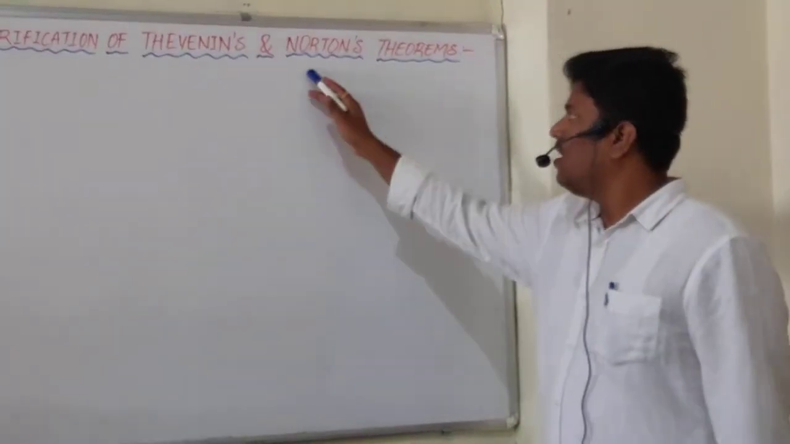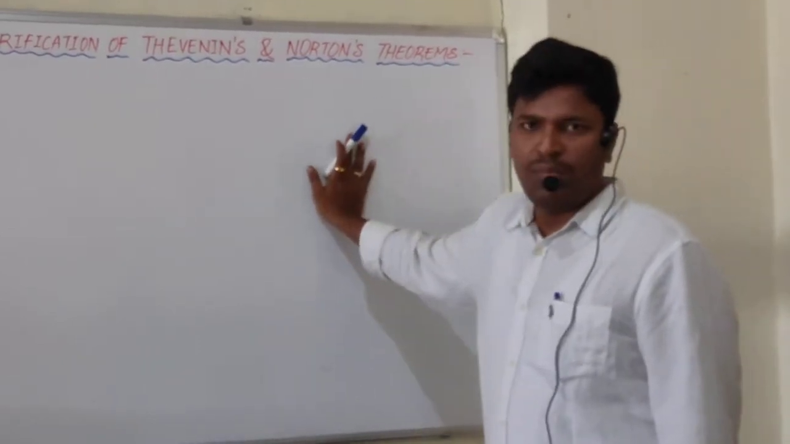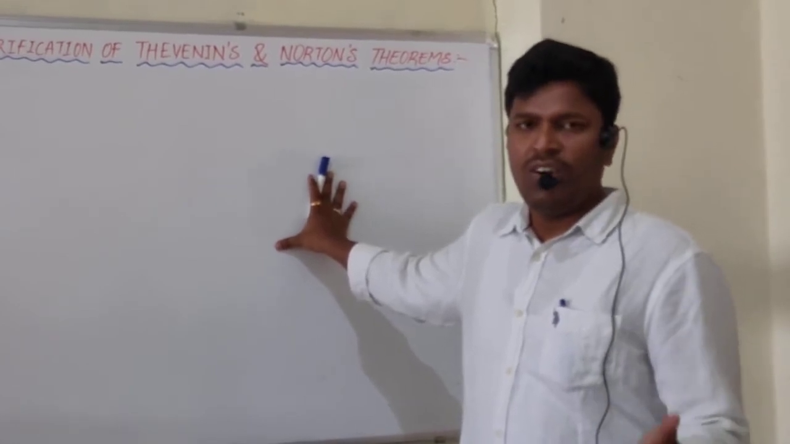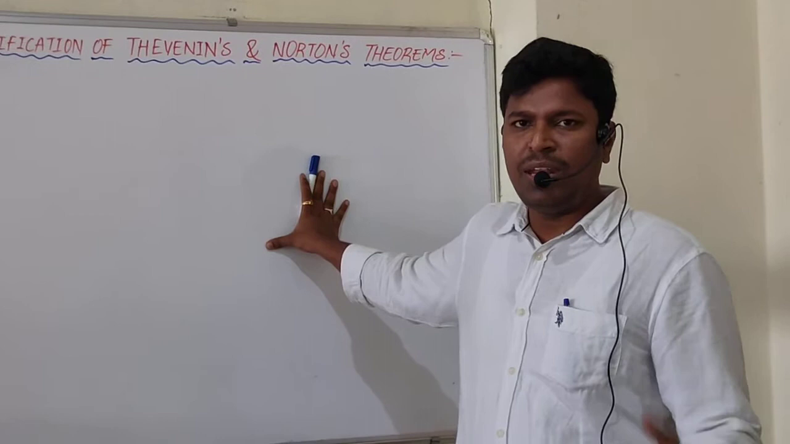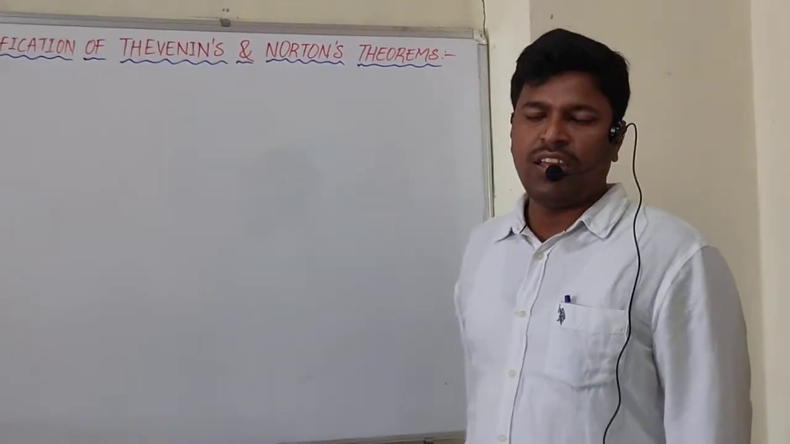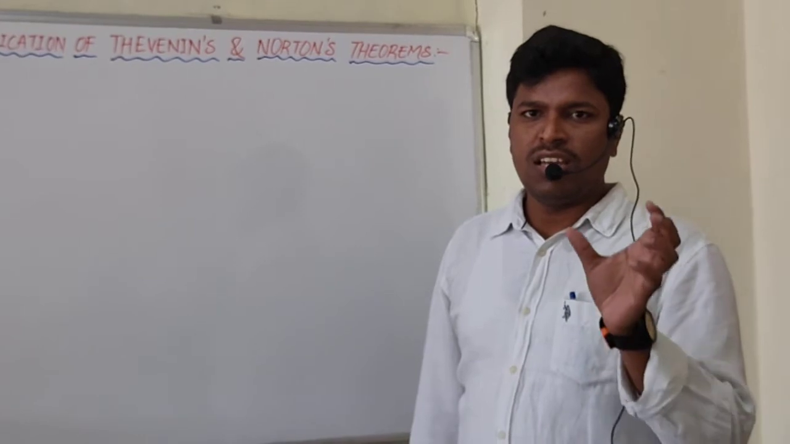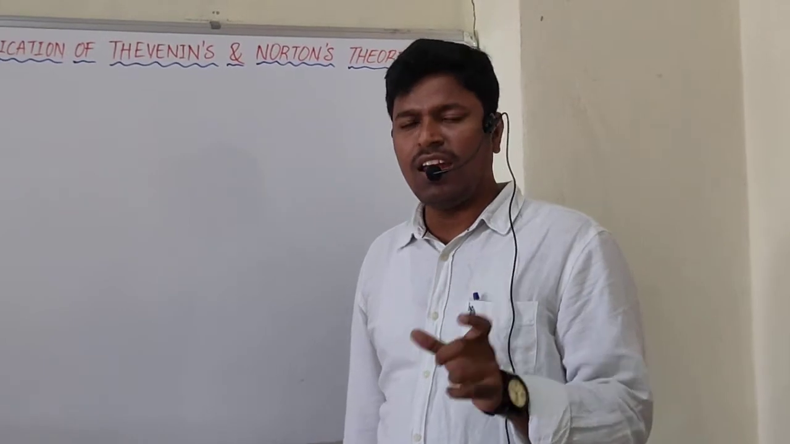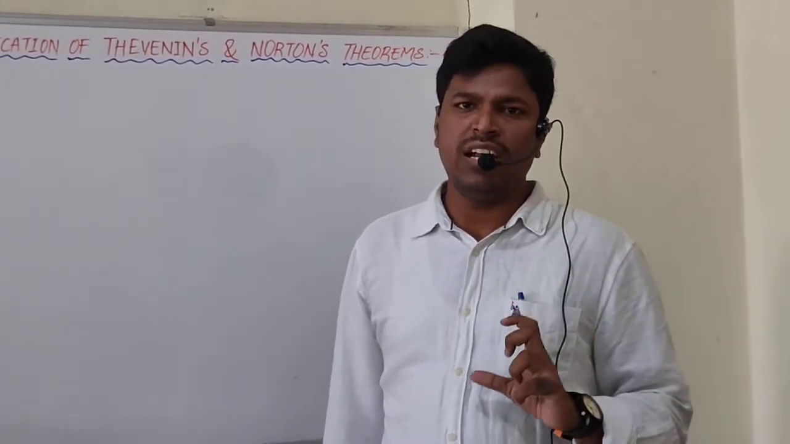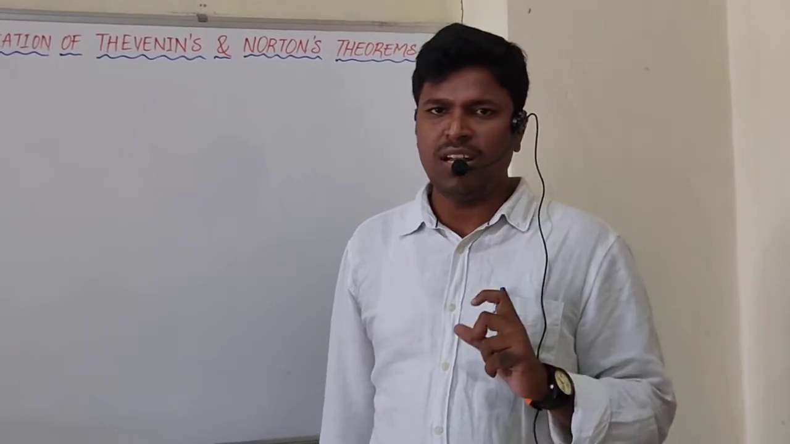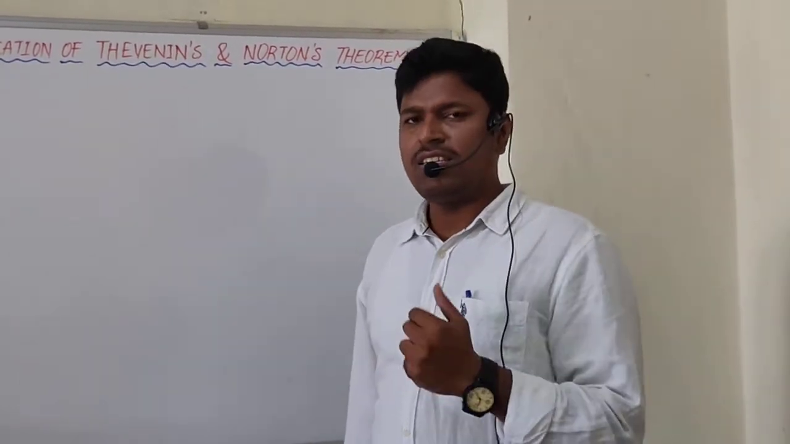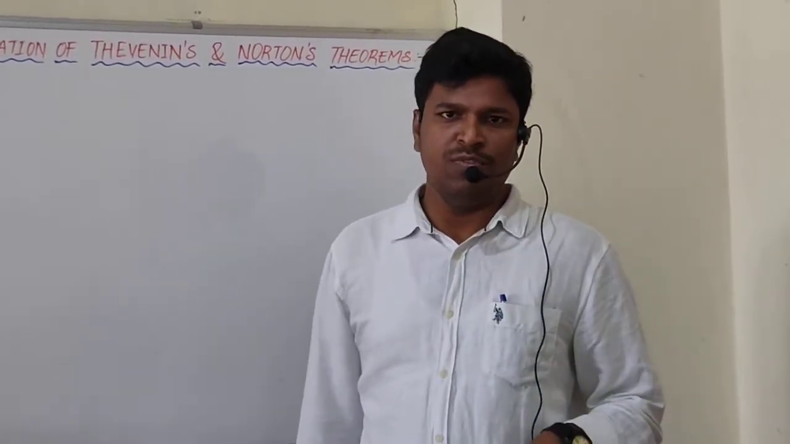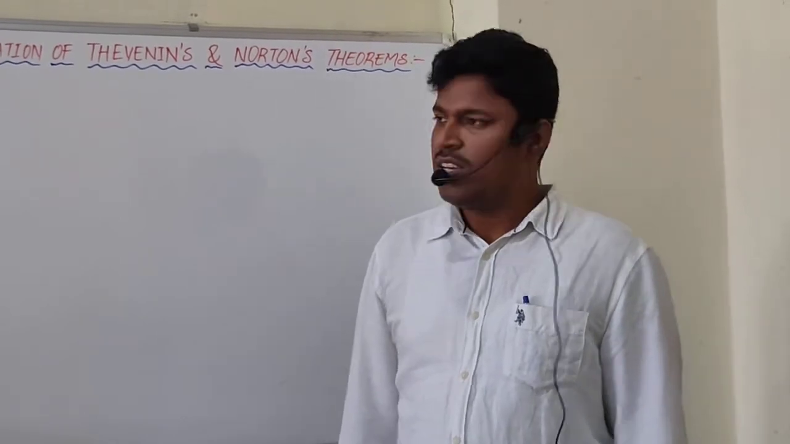Similarly, let me state Norton's theorem also. Norton's theorem states that any linear two-terminal network consisting of voltage sources, current sources and resistances can be replaced by an equivalent Norton circuit which consists of a Norton's current IN in parallel with the resistance RN, where IN is the short circuit current through the two terminals, and RN is the input resistance between the two terminals when all the sources are made inactive, right?